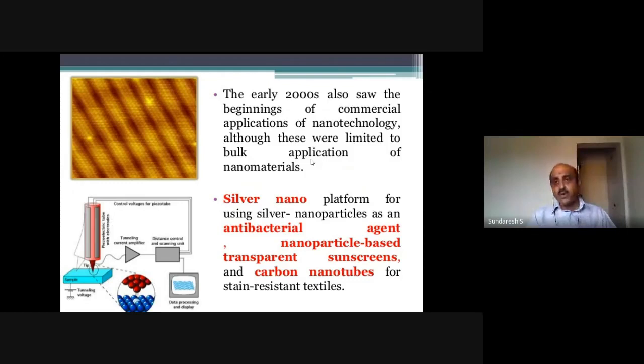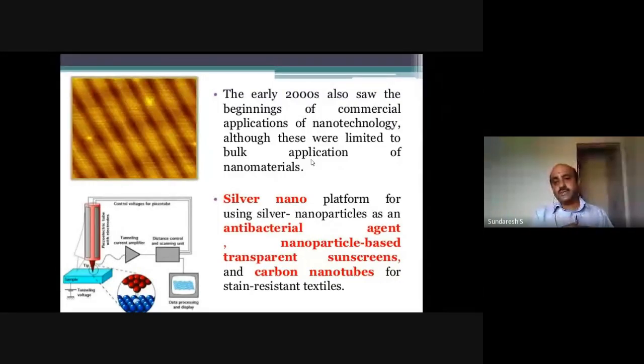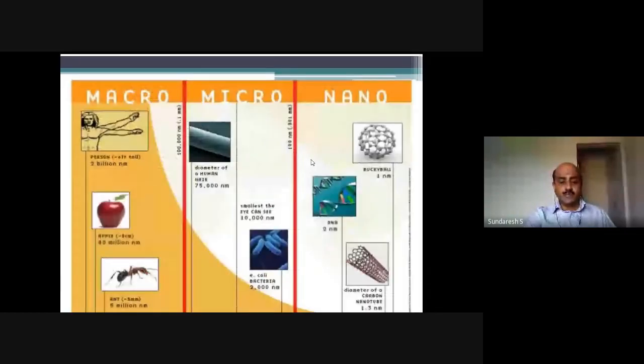So this is the development of nanotechnology. They use silver nanoparticles as an antibacterial agent, and also developed nanoparticle-based transparent sunscreens and carbon nanotubes for stain-resistant textiles. So this is the development of nanotechnology for making different nanomaterials. Of course, it was limited only to bulk applications, and that happened in the early 2000s. This is the history, or the evolution, of what we call nanotechnology.